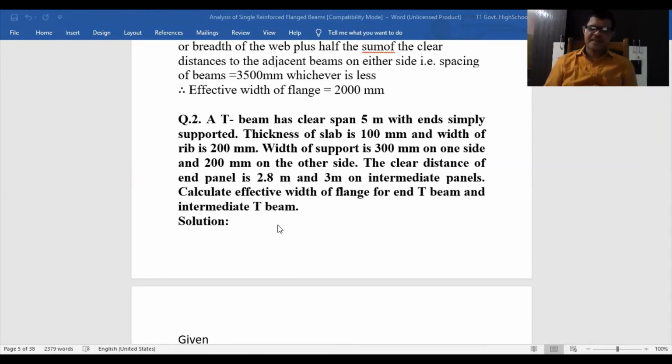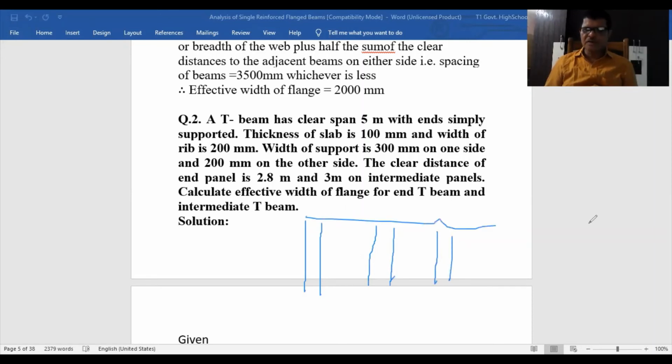Now what that means, end T beam and intermediate, that means is like this. So this is the end T beam, this is the end T beam and this is the intermediate. So suppose it is going like this way, continuous. So you can find out. So it is continuous like that way. Let it go like this way.